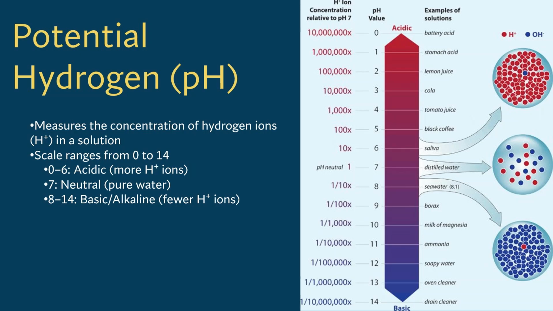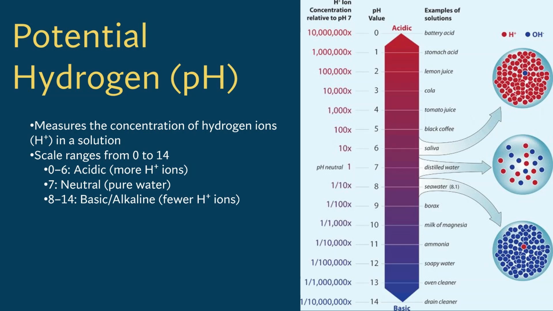In this image, we have 3 circles. At 7, we have an equal number of blue and red dots. The blue dots represent the hydroxide, the red dots represent the hydrogen. As we go towards the acidic range, towards 0, we start to see more red dots for the hydrogen, but we only have one OH that's in blue. As we go closer towards 14, that changes, and we have more blue dots representing hydroxide and only one red dot representing hydrogen.